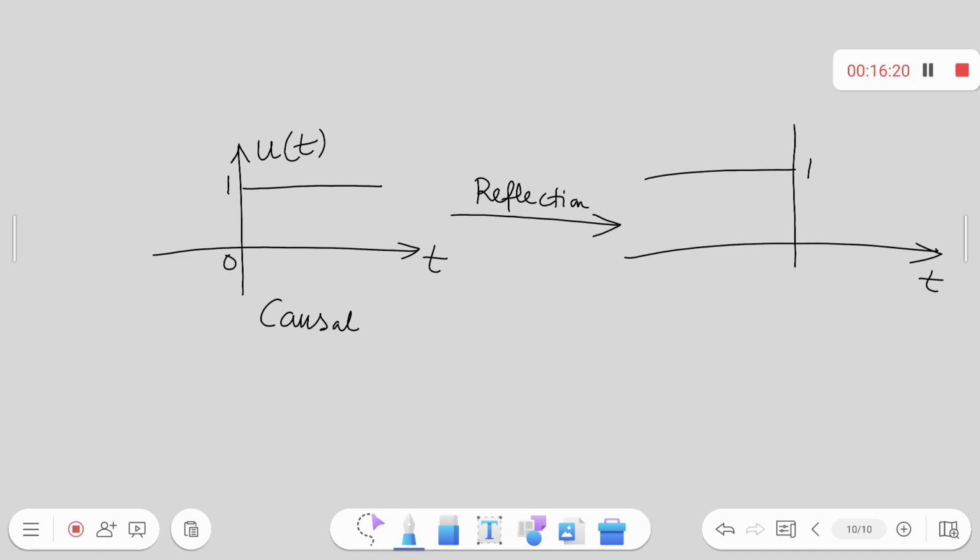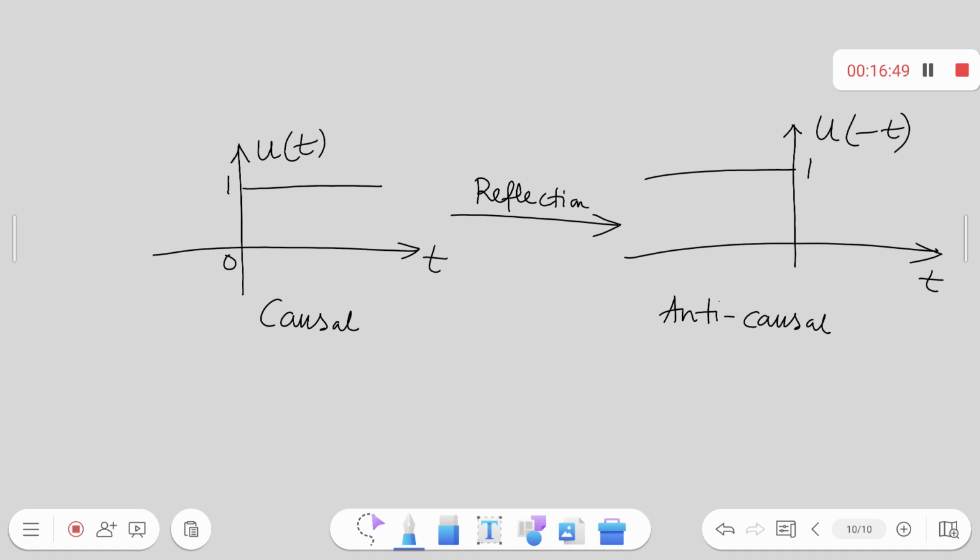This is 1, this is the anti-causal signal, and what should I write over there? U of minus t. Okay, that is anti-causal. Now the question is, is it a non-causal signal? Yes.